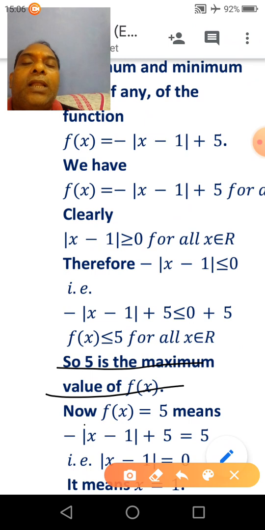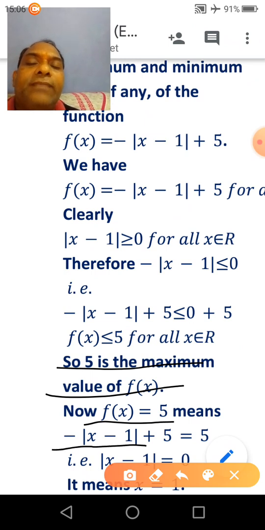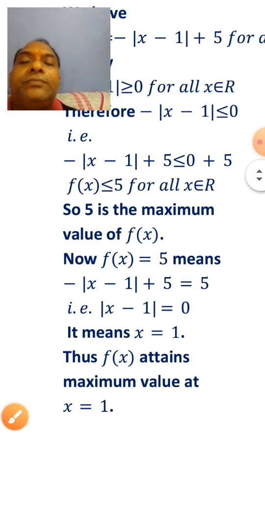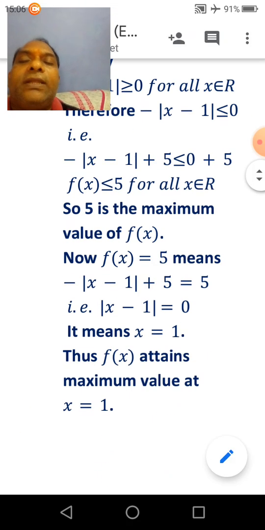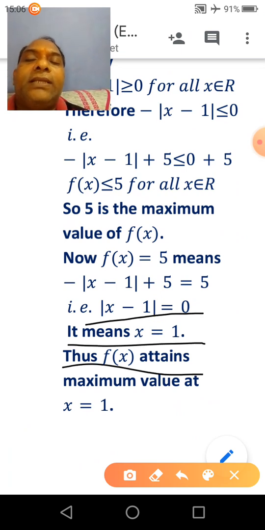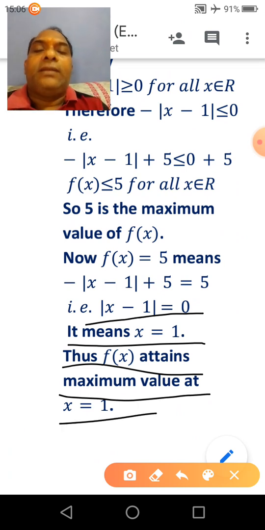Clear? Now f(x) equal to 5 means minus |x minus 1| plus 5 is equal to 5. It implies that |x minus 1| is equal to 0. It means x is equal to 1. Thus f(x) attains maximum value at x equal to 1. Clear, students?